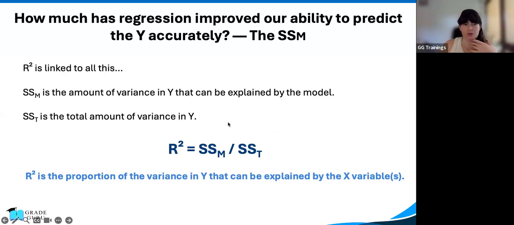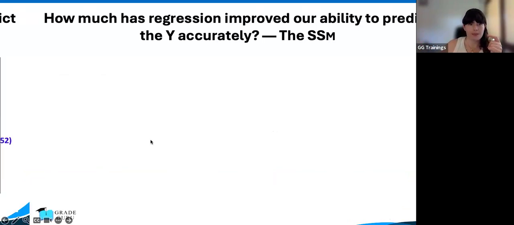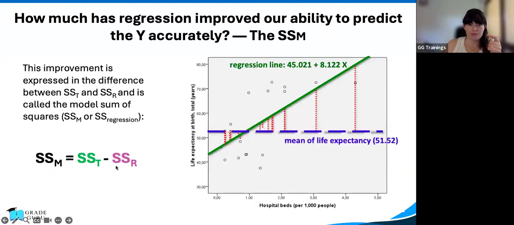So what you have to remember from all this is, what is the model sum of squares? What does it represent? The improvement in predictive ability. Your SST is the measure of inaccuracy of using the mean to predict, or SSR, the measure of inaccuracy using the regression to predict.